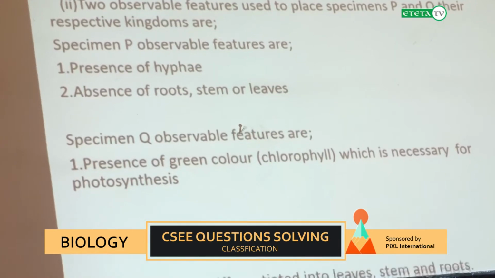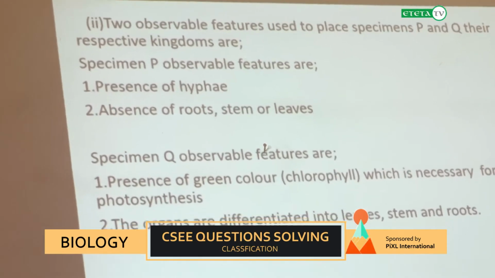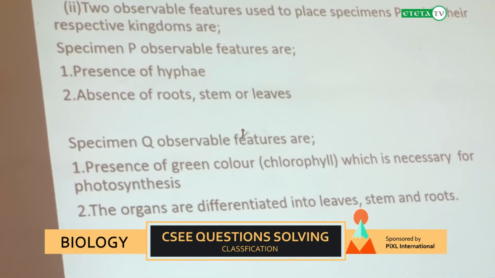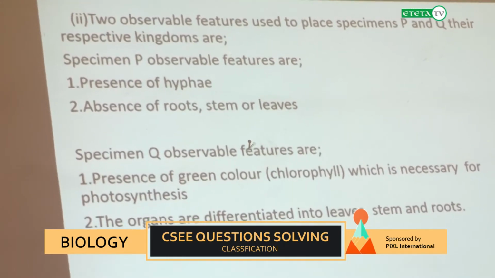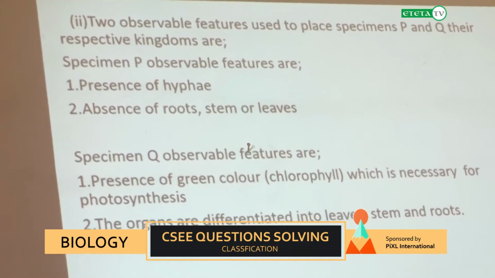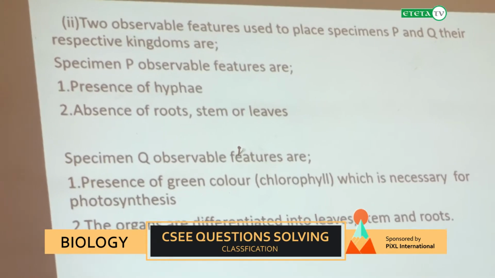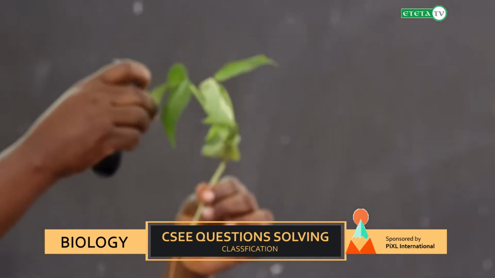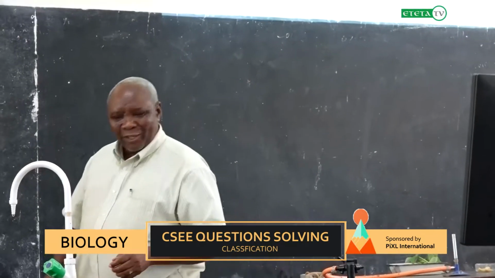Another feature is that the organs are differentiated into leaves, stem, and roots. The presence of leaf, stem, and root is one of the main characteristics of plants. These are the leaves. They have the stem, and they also have the roots. So the leaves, the stem, and the roots are the characteristics of the kingdom Plantae.